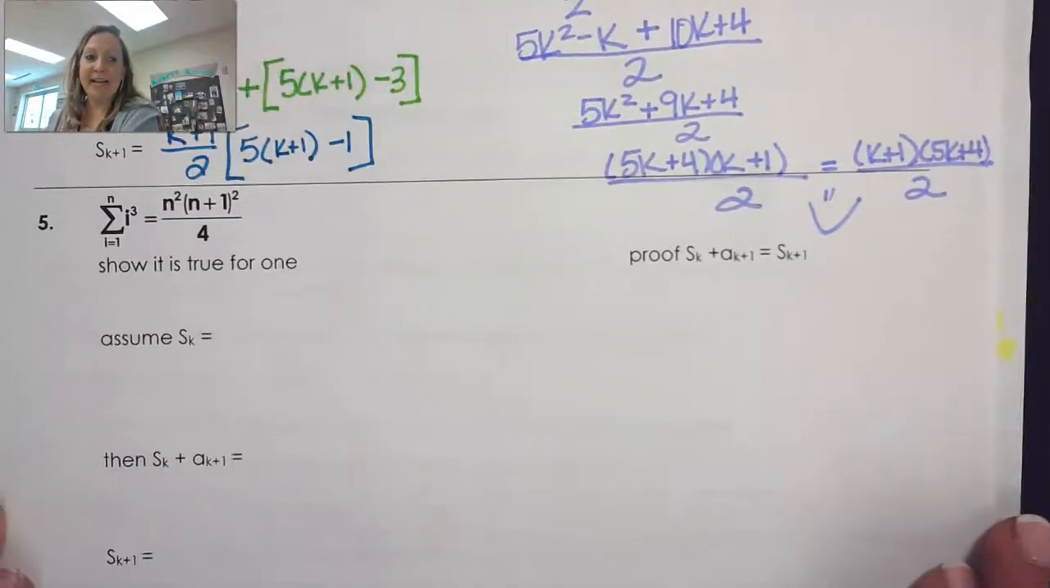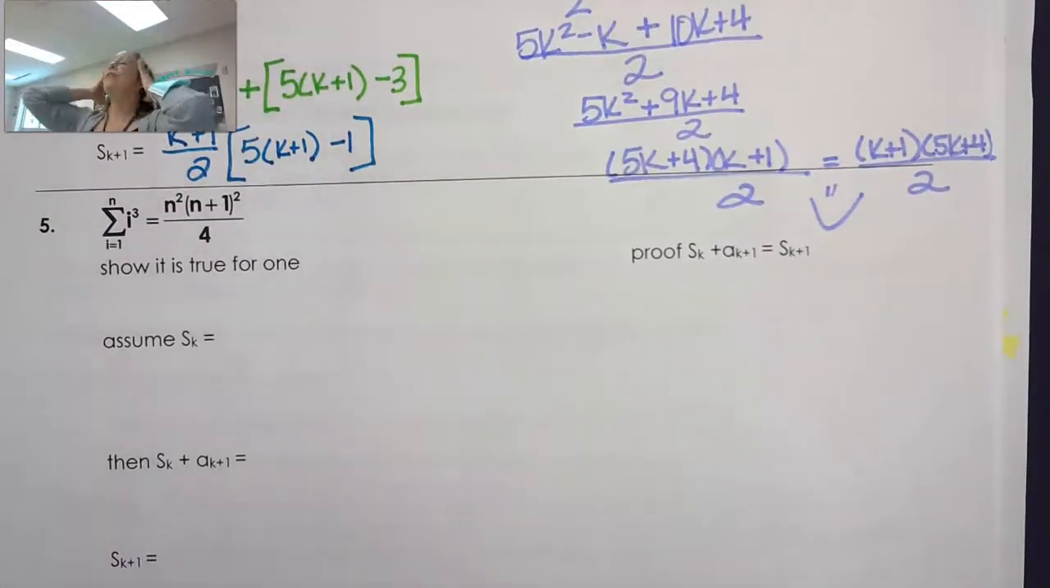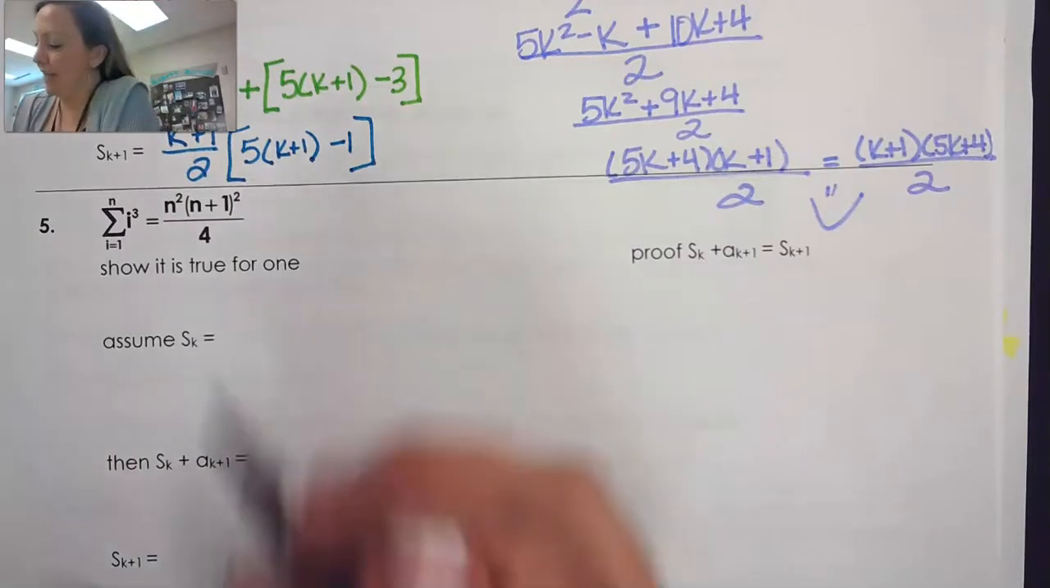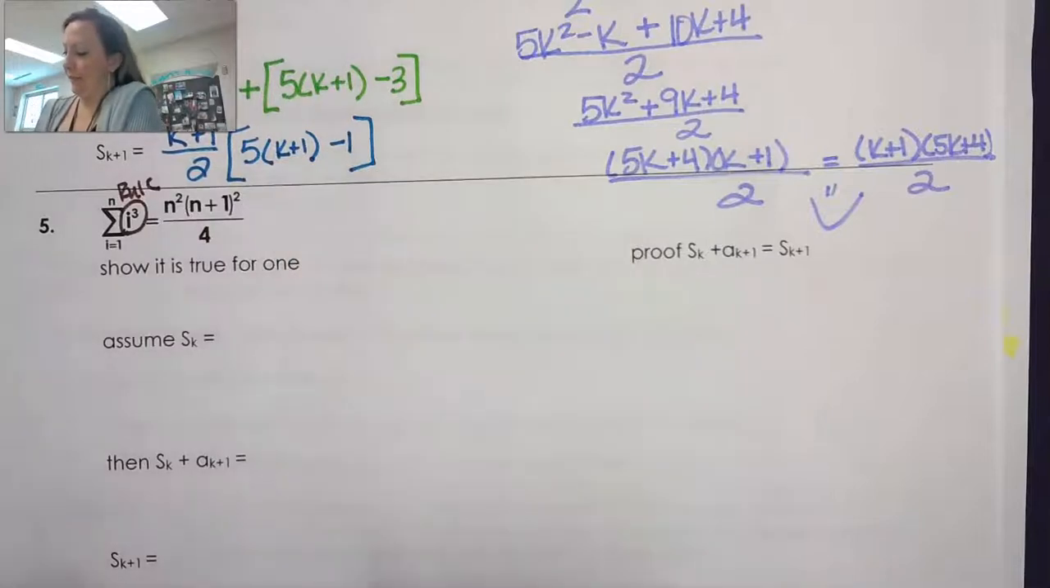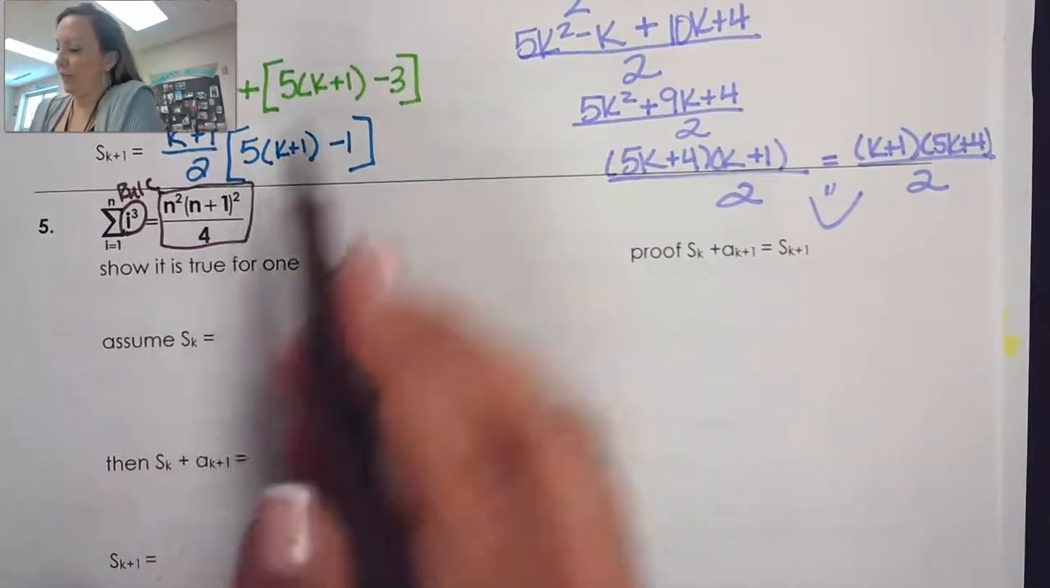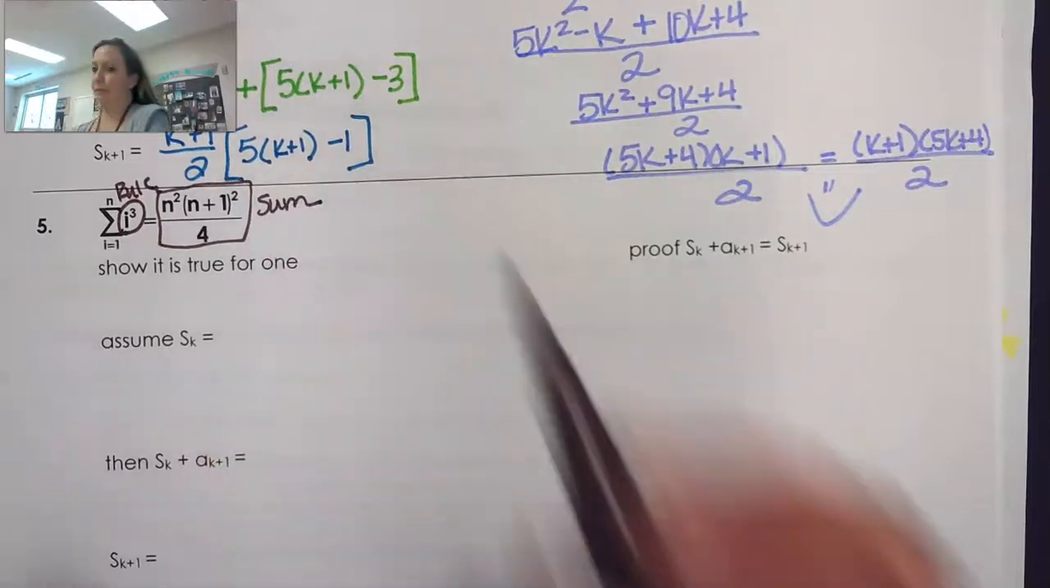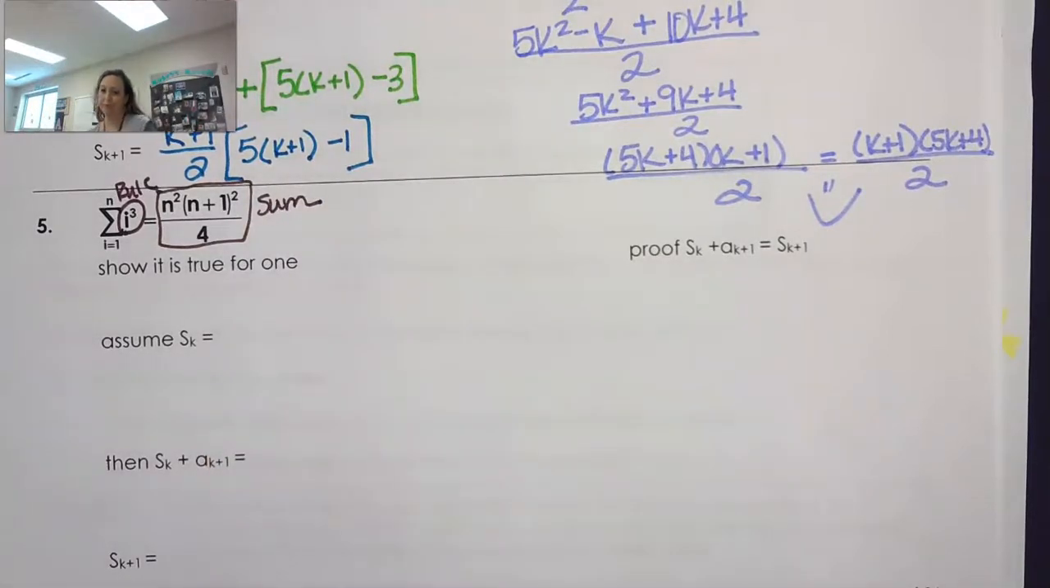Last one is number 5. Now, this time they have it in summation notation. What is the rule that they're inferring in number 5? I cubed, beautiful. So this I cubed is the rule. And then of course, this part here is our sum. So why don't you guys take a minute and try to do this one on your own or with your group, okay?